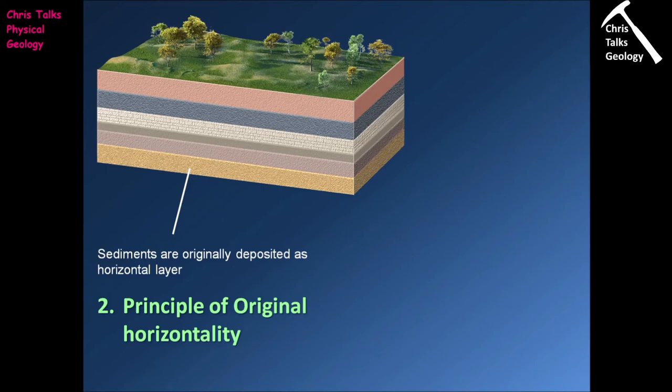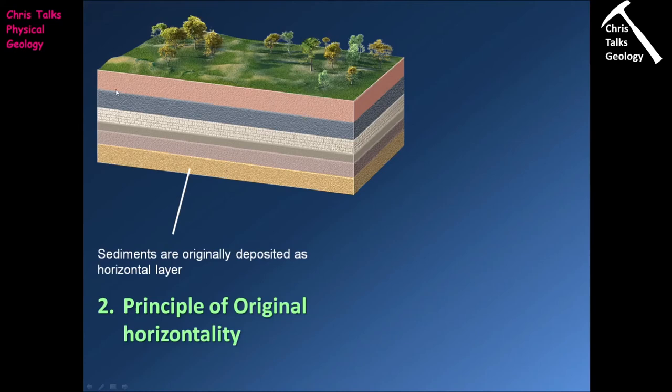The principle of original horizontality simply says that when we have layers of sediment being deposited, those layers of sediment will be deposited as horizontal layers. So they will look like this, and then these horizontal layers of sediment will obviously be compacted and turned into sedimentary rocks. And so this means initially when your sedimentary rock forms, it's going to be as a horizontal layer.